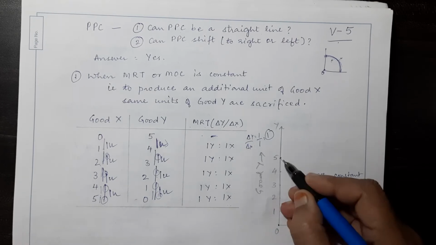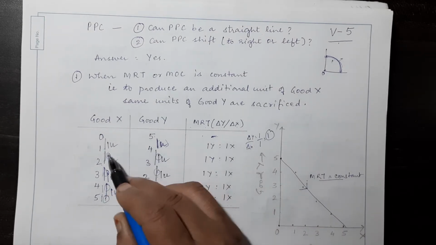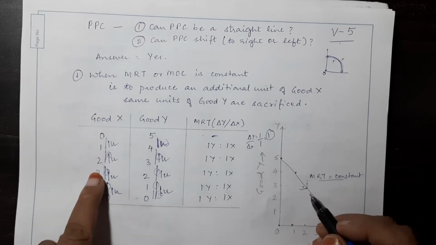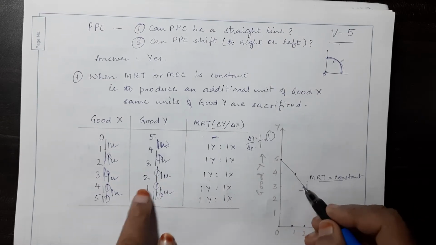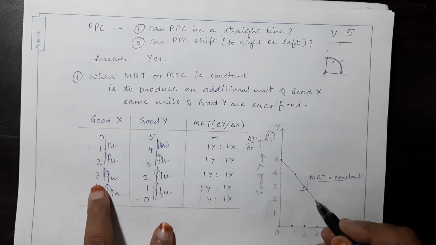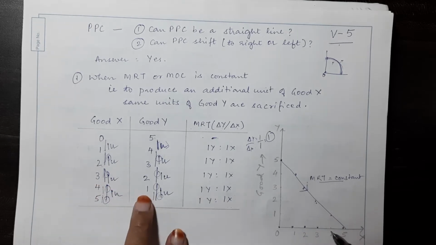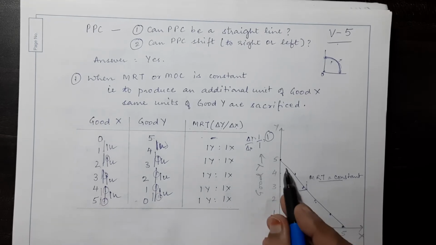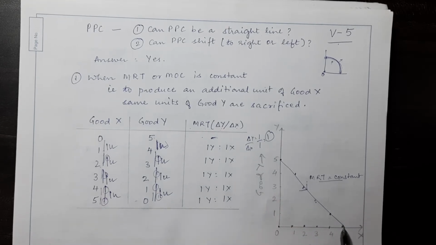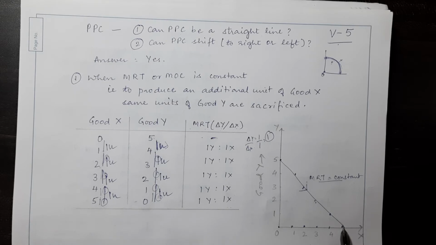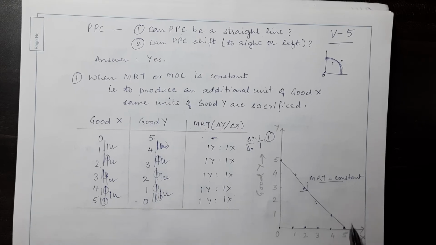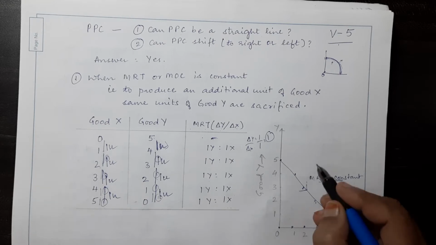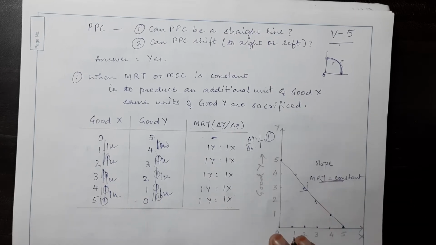So 0, 5, these are the points. Then we have 1, 4. Then we have 2 and 3. 3 and 2. 4, 1. 5, 0. So we join all the points, and you get a downward sloping straight line. When does this happen? This happens when the slope, or MRT, is constant.